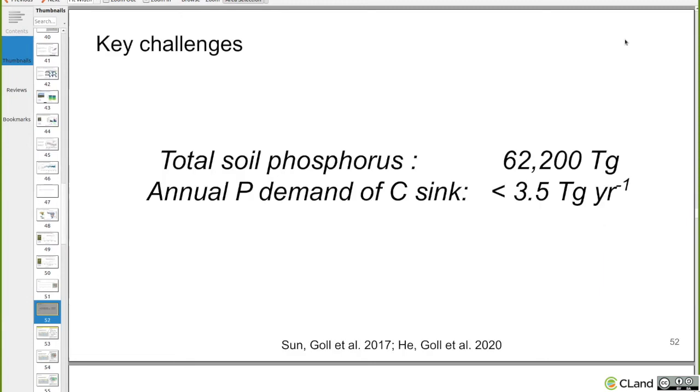And here I just want to give you some numbers to indicate what kind of numbers we're talking about. The total soil phosphorus stock is around 60,000 teragrams, but less than 4 teragrams is needed to sustain a sink. This is because only a very tiny fraction is available for plants, but still we see that plants are limited by phosphorus availability. So we really need good, fine predictive capabilities to capture these phosphorus limitations on the vegetation.